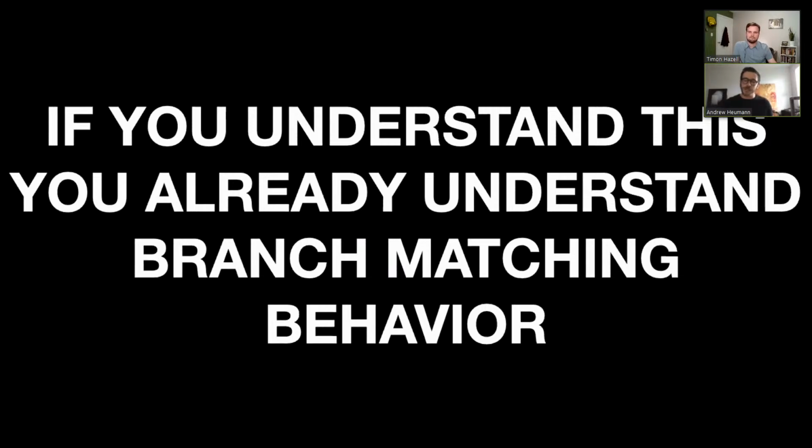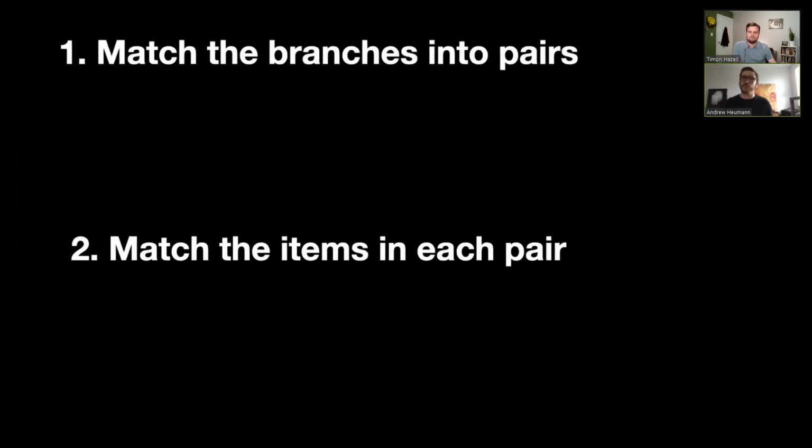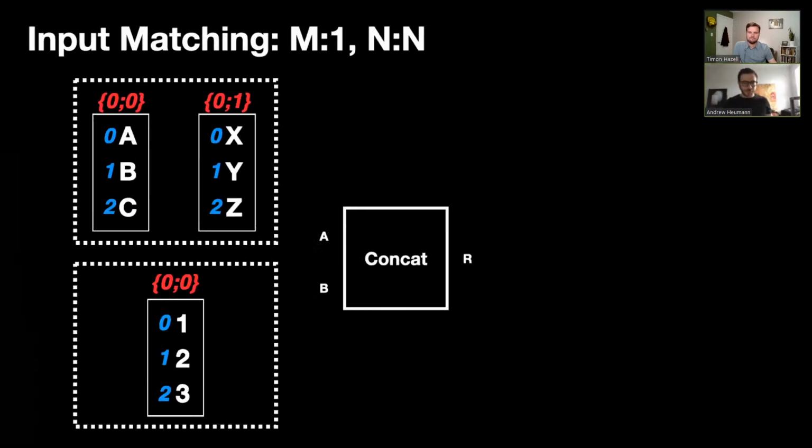This is because branches get matched exactly the same way as items. It just happens twice. First, it matches the branches into pairs, applying the same logic where you have either M to 1 or M to M. And then for every pair that it creates, it's going to match the items according to the same logic again. So N to 1 or N to N. Let's walk through a few examples of how this works.